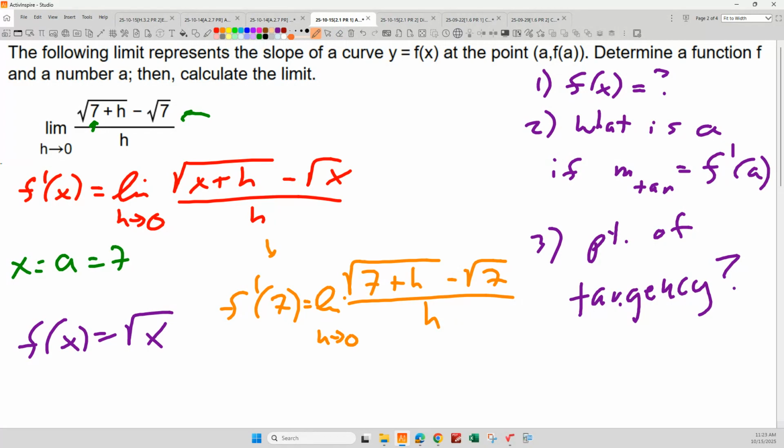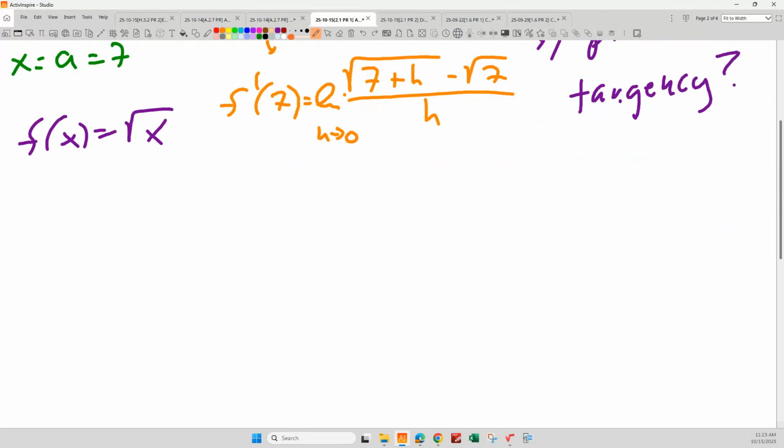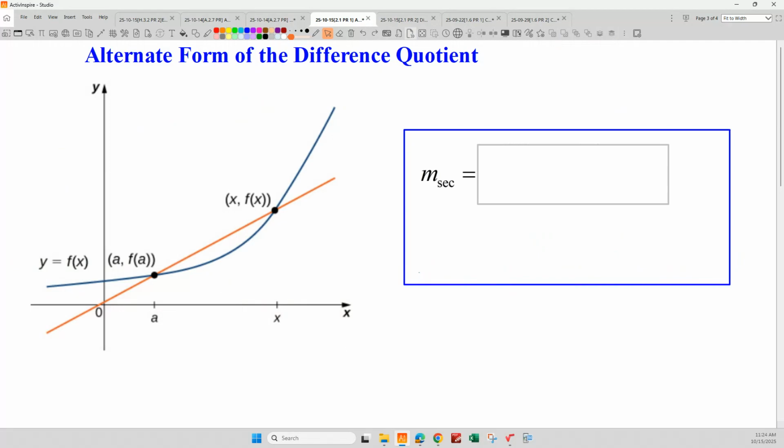So then what would our point be? The x coordinate is 7. What would the y coordinate be of our function? Square root of 7, right? So we get the ordered pair 7, square root of 7 as our point of tangency. A little bit tricky, wasn't it? Kind of having to work backwards.